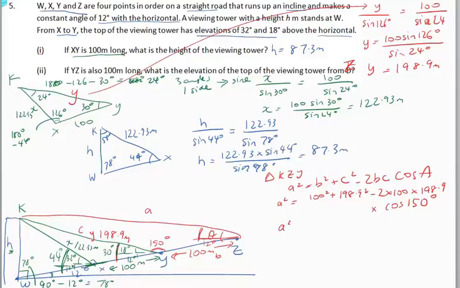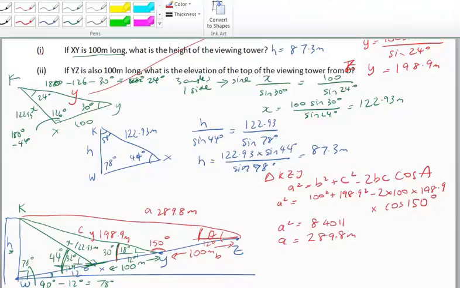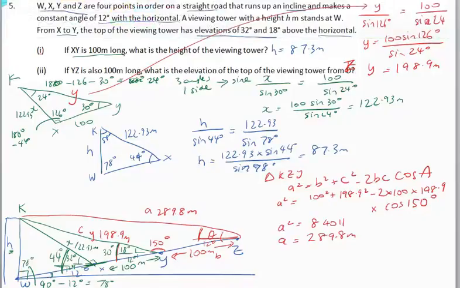So we end up with a squared equal to 84011, and a will be 289.8 meters here. So now I have 3 lengths and 1 angle, so we can use our sine rule again to find our theta here.